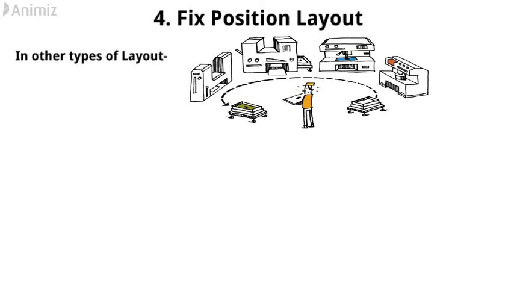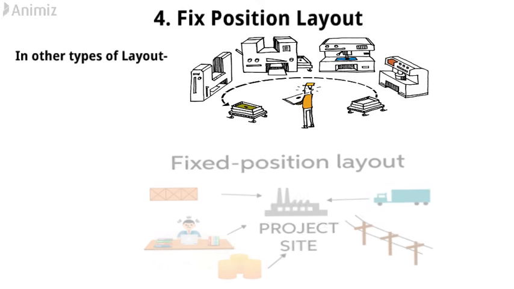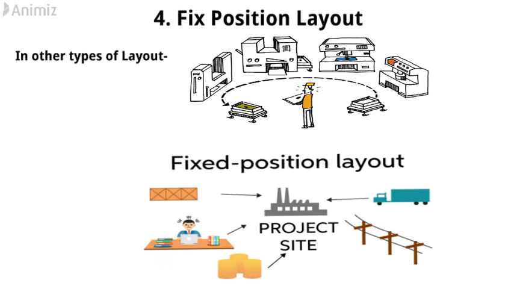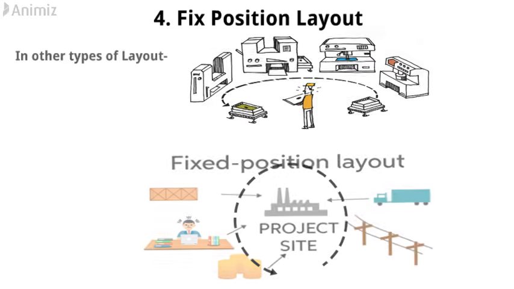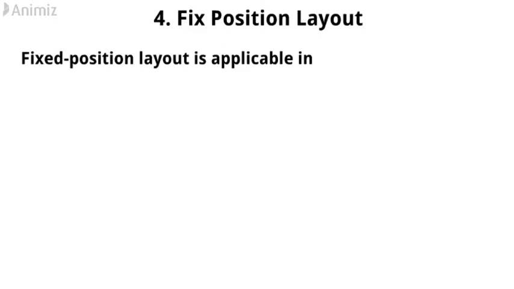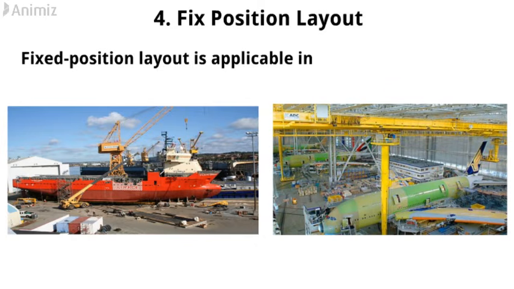4. Fixed position layout. In other types of layouts, the product moves past the stationary production equipment, but in a fixed position layout, the product kept stationary, and equipment moves around it. Fixed position layout is applicable in shipbuilding, aircraft manufacturer, etc.